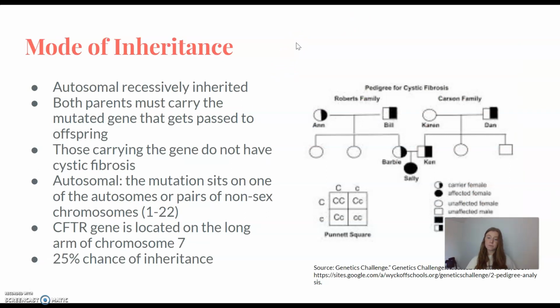And the mode of inheritance for cystic fibrosis, it's an autosomal recessively inherited disease, and you can see on this pedigree I put in, it's a little blurry, but it's a good representation. You can see if 2 carriers carry that gene, there's a 25% chance that their child will have CF. And those carrying the gene do not have cystic fibrosis. And it's autosomal, so that means that the mutation sits on one of the autosomes or pairs of non-sex chromosomes, that's numbers 1 through 22. And the CFTR gene is located on the long arm of chromosome 7, and again, there's a 25% chance of inheritance.